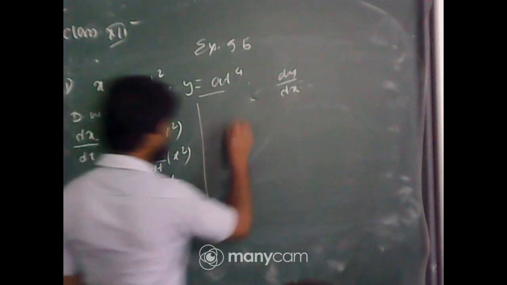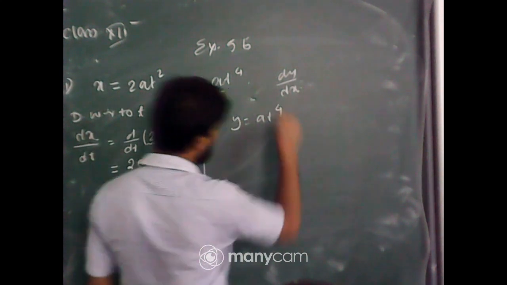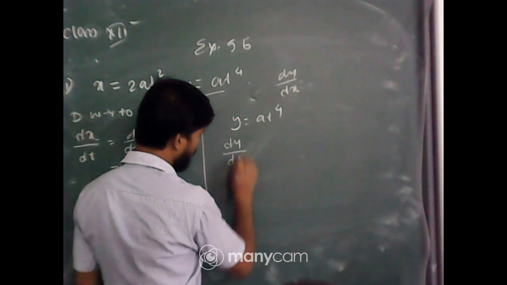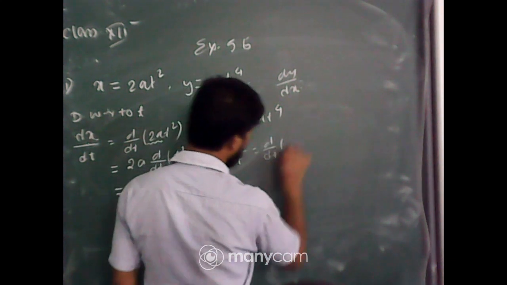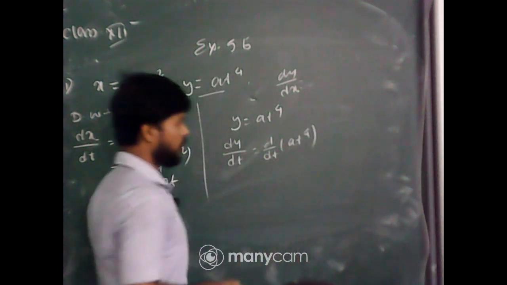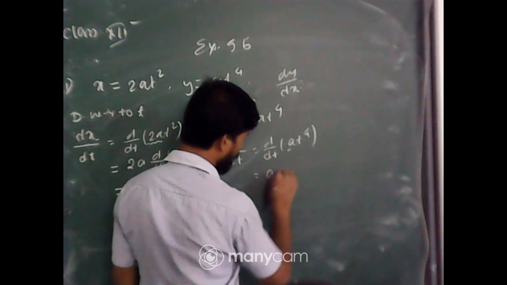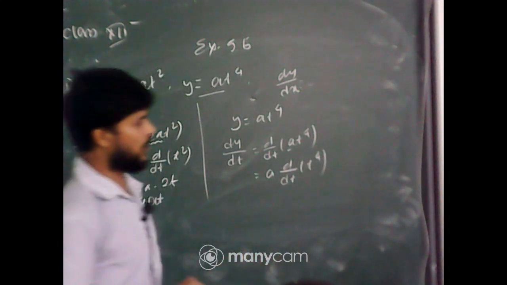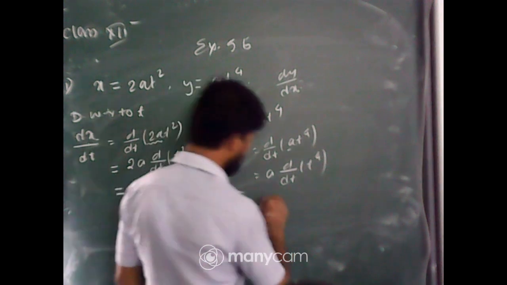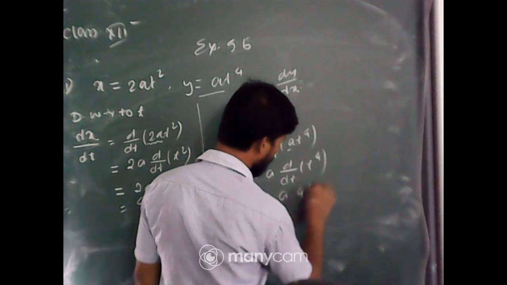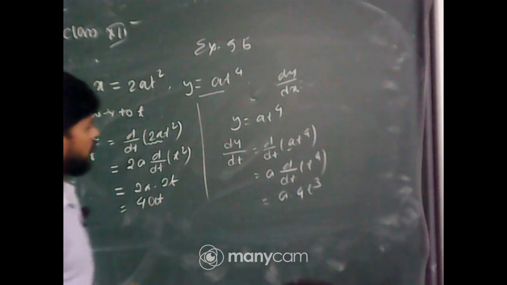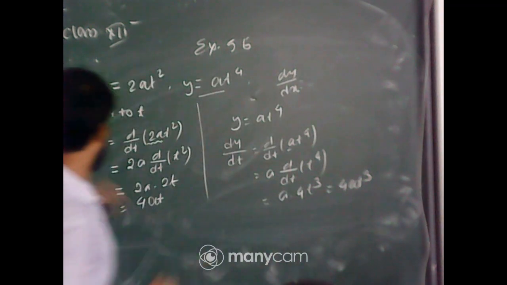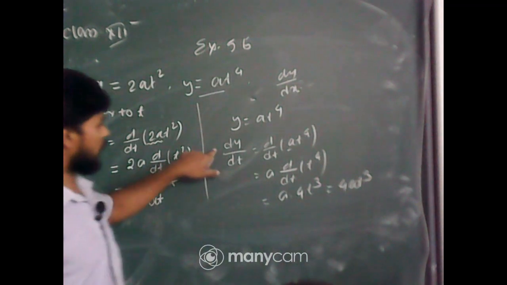Similarly, from y equal to at to the power 4, we will calculate dy/dt. Differentiating with respect to t, we have d/dt of at to the power 4. As a is a constant, it comes out of the bracket, so a into d/dt of t to the power 4, and the derivative of t to the power 4 is 4t cube. So dy/dt equals 4at cube. Now dx/dt is known, dy/dt is known.